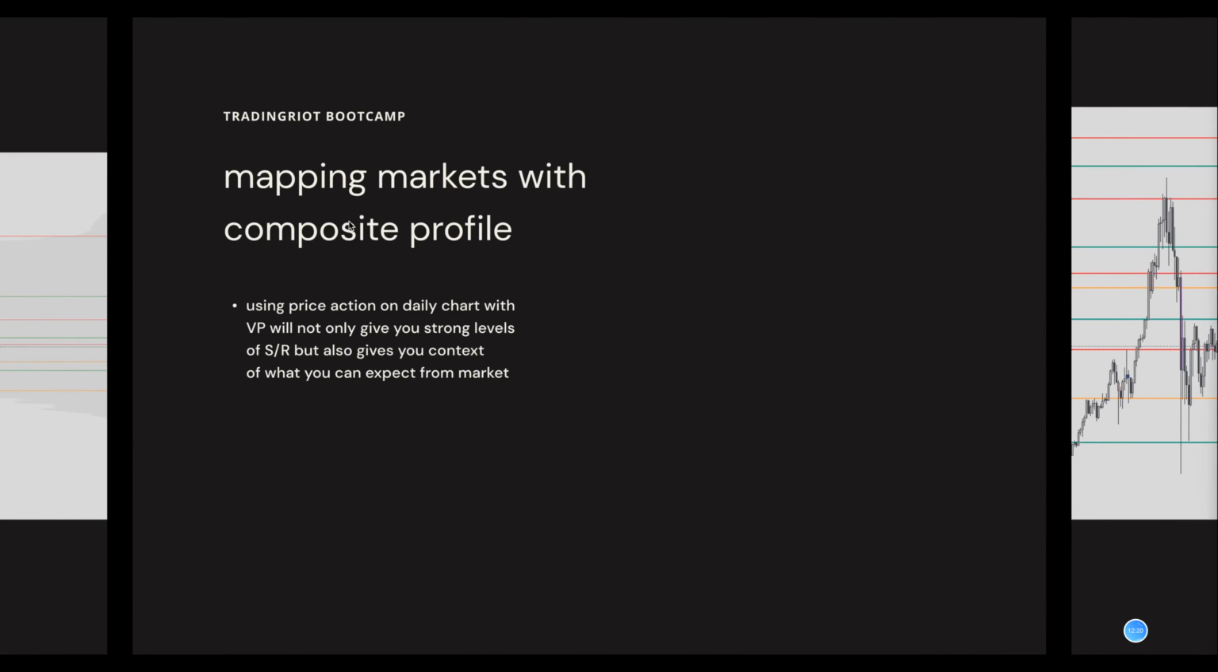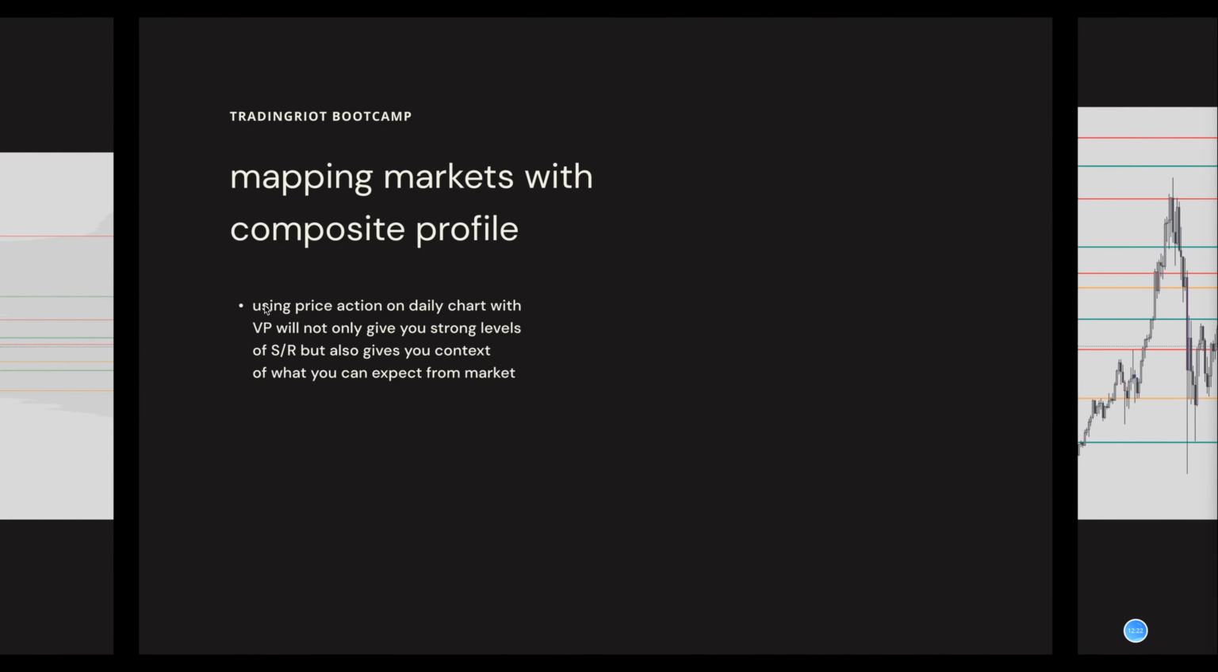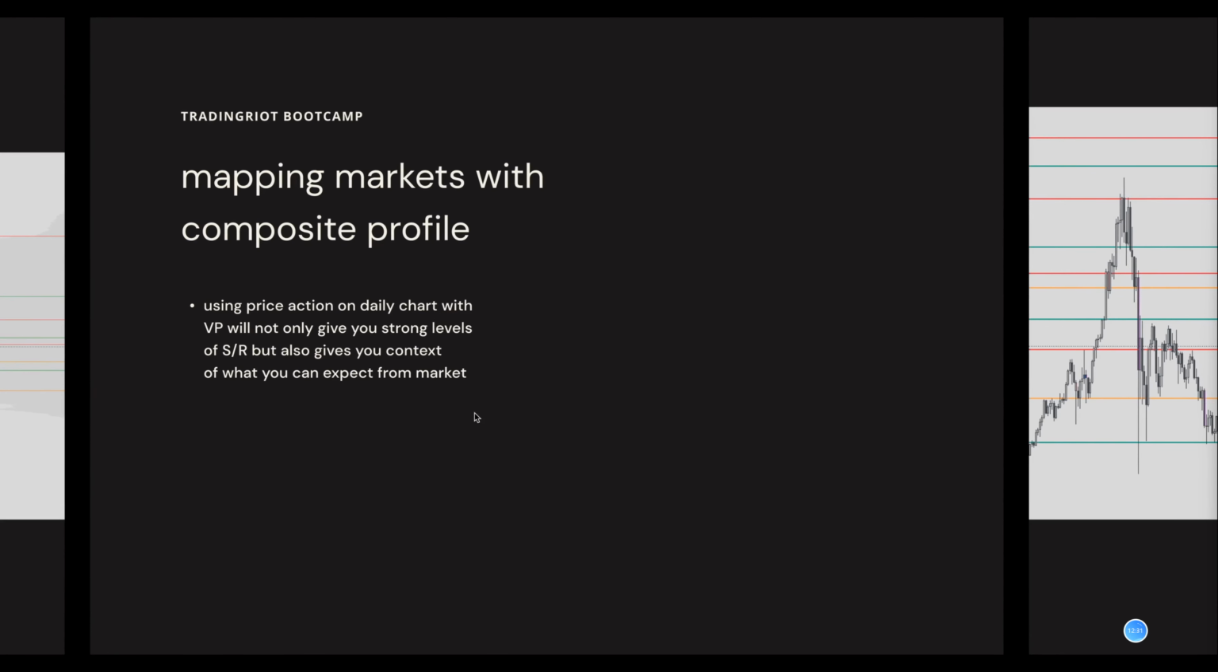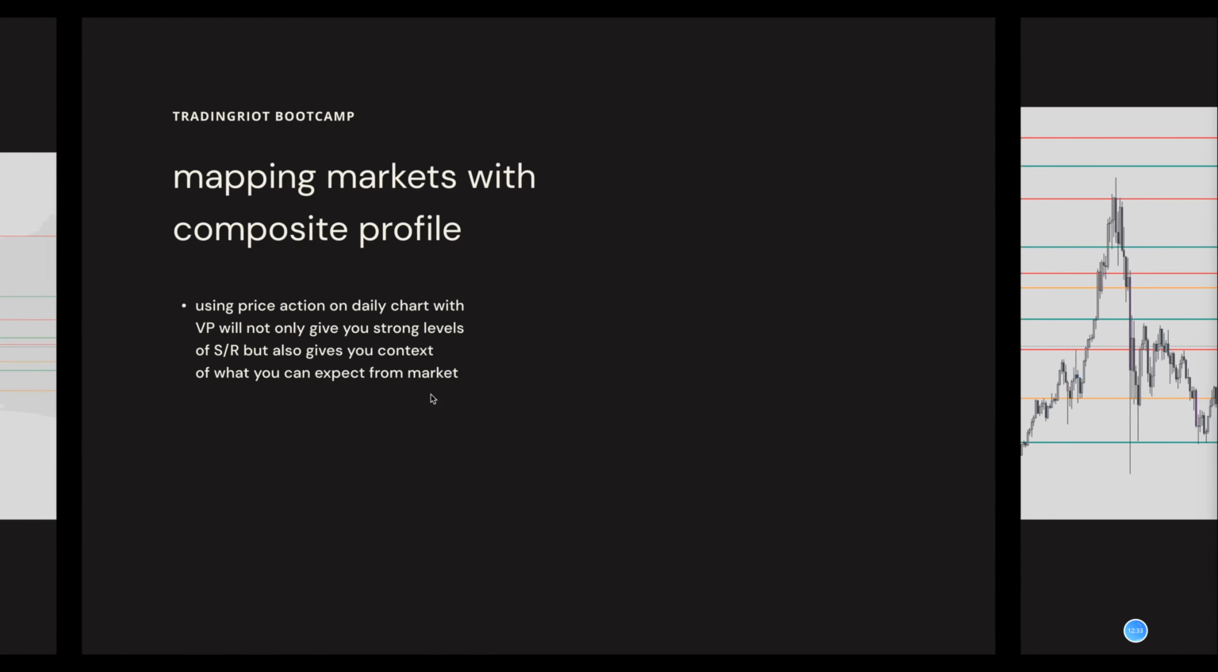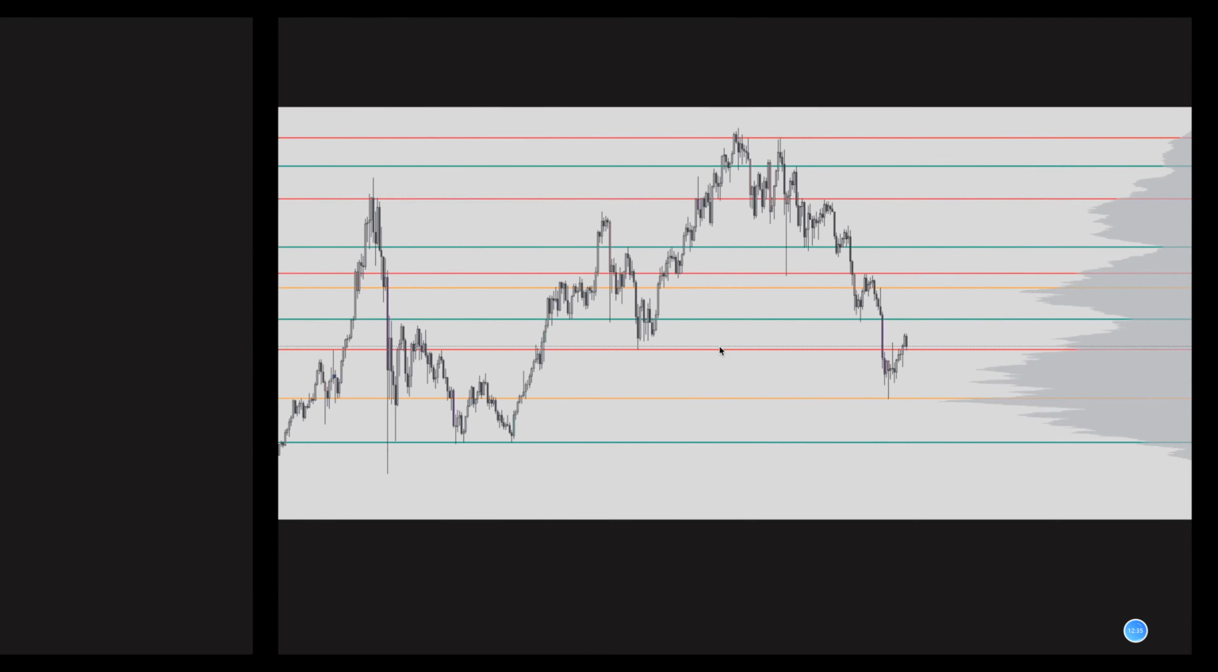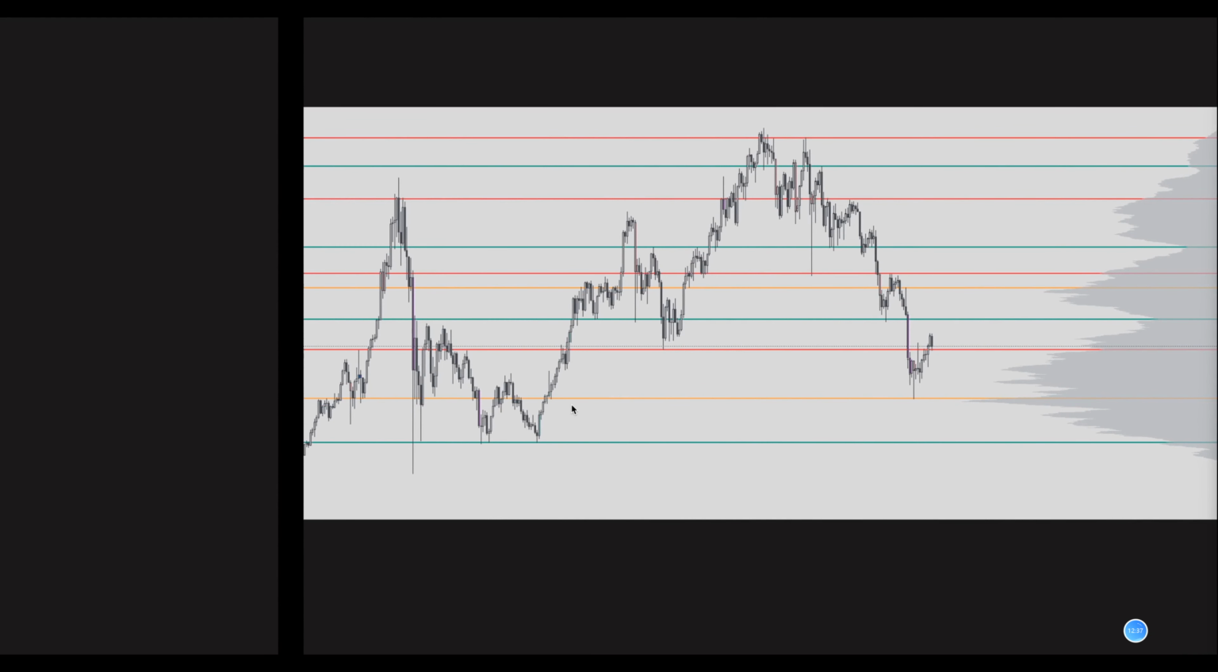So mapping markets with a composite profile, using price action on a daily chart with volume profile, would not give you only strong levels of SR, but the context of what's about to happen next. This is something that I just talked about. I didn't realize that I had it here.